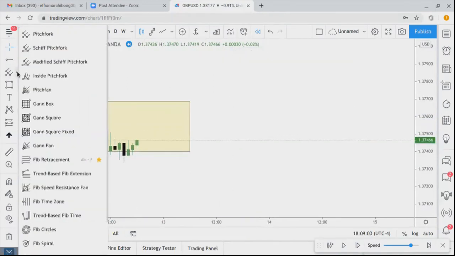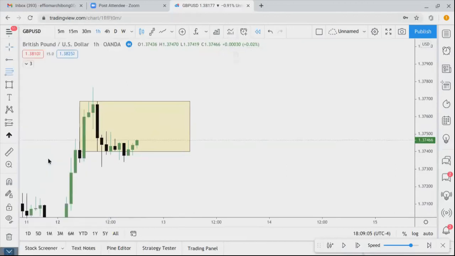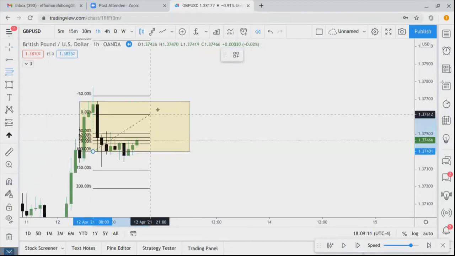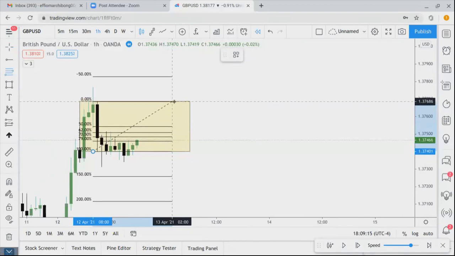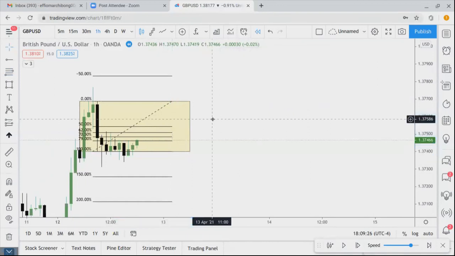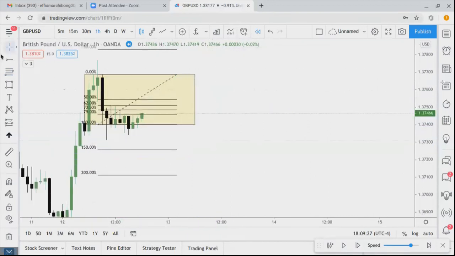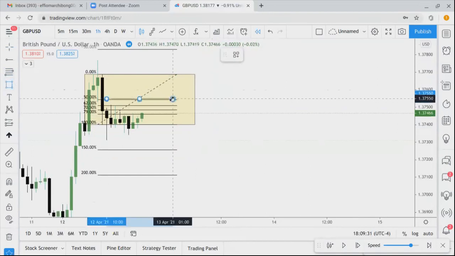Because it broke out to the downside, I will take out my Fibonacci and I will draw like this. The extensions of my Fibonacci, I am drawing it from the breakout point up until the other end of the box, right? So I have entries. Entries are, I'm going to have entries here.